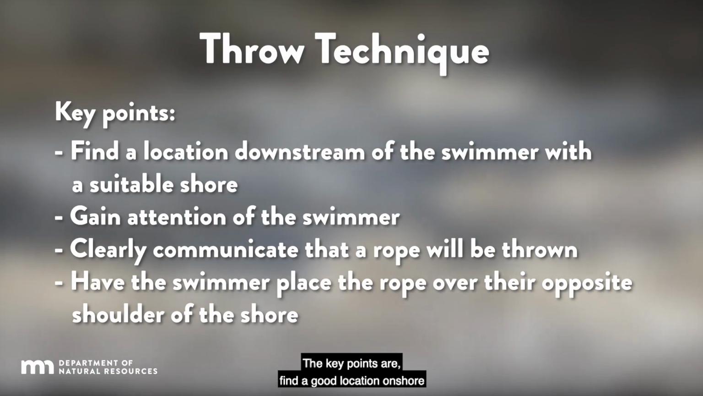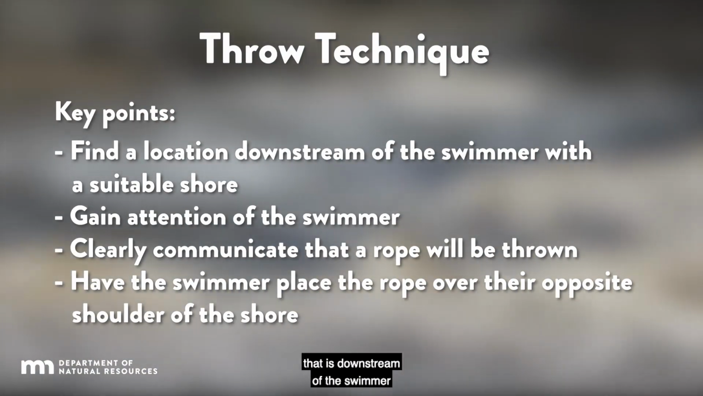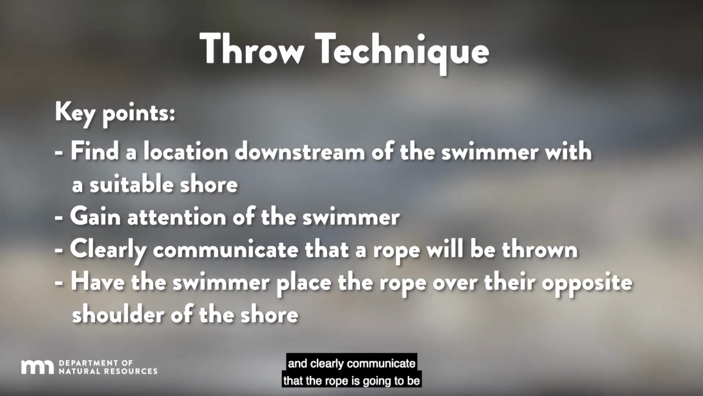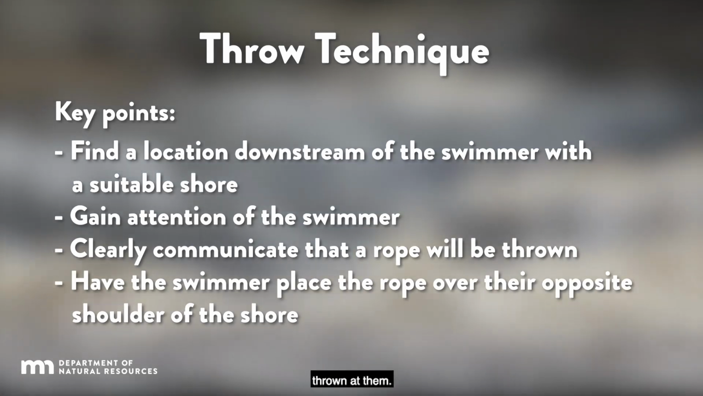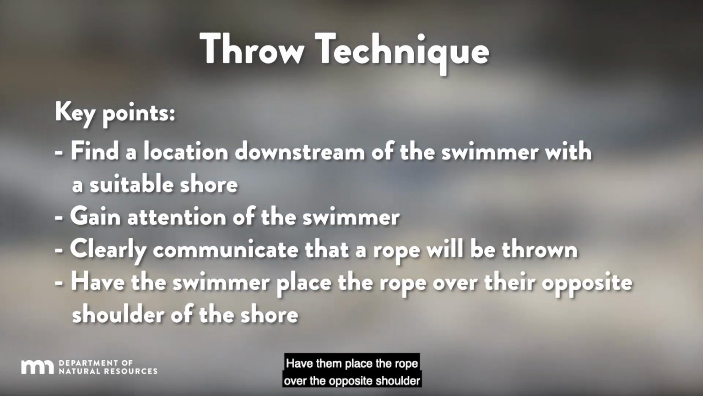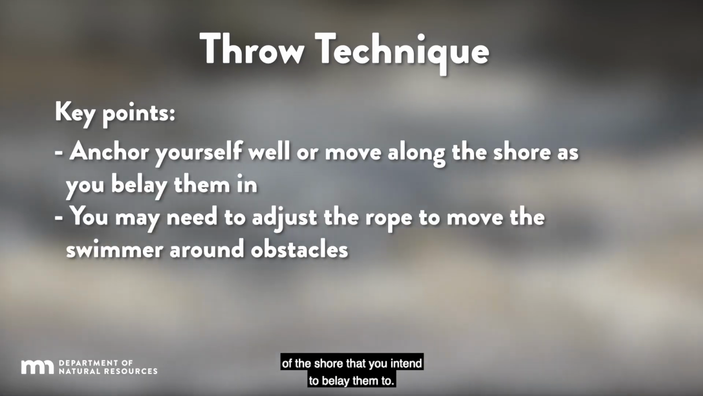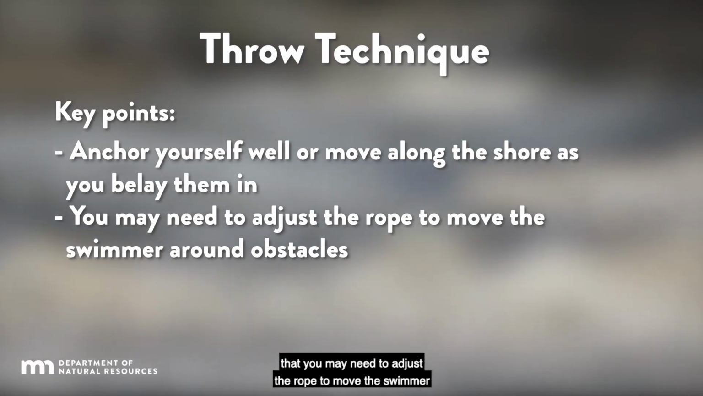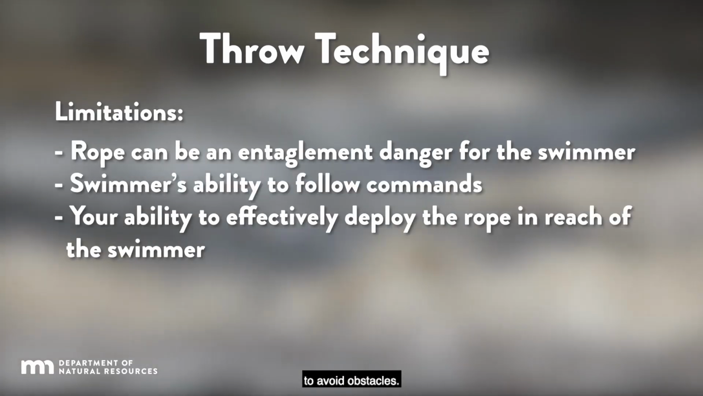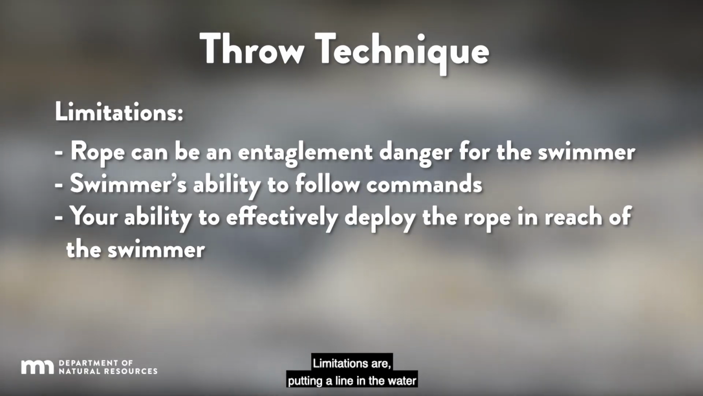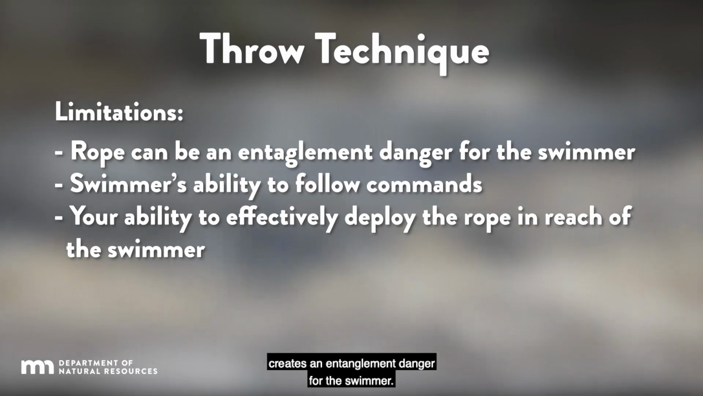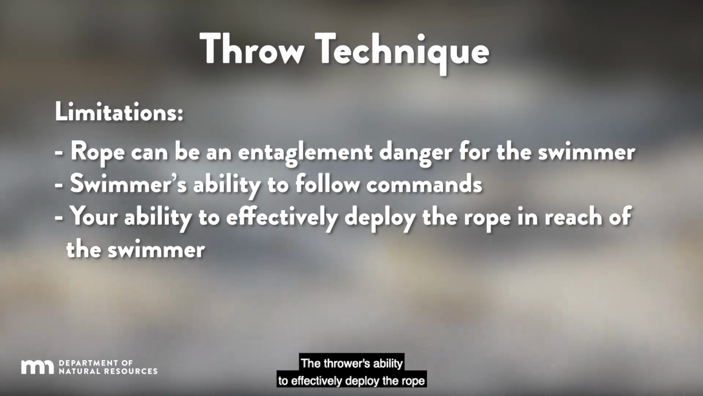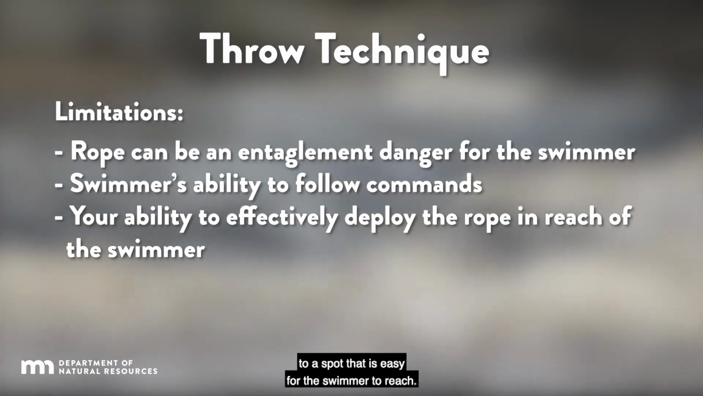The key points are: find a good location on shore that is downstream of the swimmer with a suitable place to bring the swimmer into shore. Gain the attention of the swimmer and clearly communicate that the rope is going to be thrown at them. Have them place the rope over the opposite shoulder of the shore that you intend to belay them to. Anchor yourself well or move along the shore as you belay them in. Keep in mind that you may need to adjust the rope to move the swimmer to avoid obstacles. Limitations are: putting a line in the water creates an entanglement danger for the swimmer. The swimmer must be able to follow commands. The thrower's ability to effectively deploy the rope to a spot that is easy for the swimmer to reach.